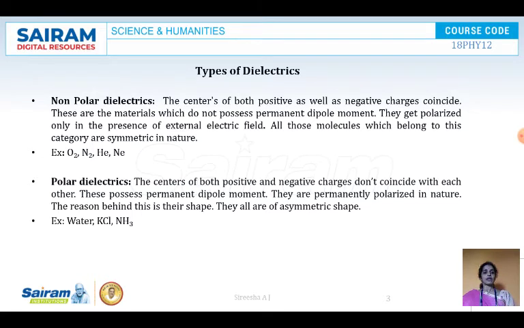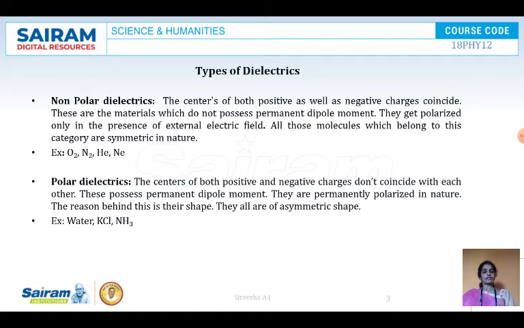There is no permanent dipole moment at all. They get polarized in the presence of an electric field, and all the molecules which belong to this category are symmetric in nature. This phenomenon is exhibited because of their symmetric shape. For example, oxygen O2, N2, helium and neon. Because of the symmetric shape, there is no dipole moment, and in the presence of an electric field they get polarized. These types are called non-polar dielectrics.